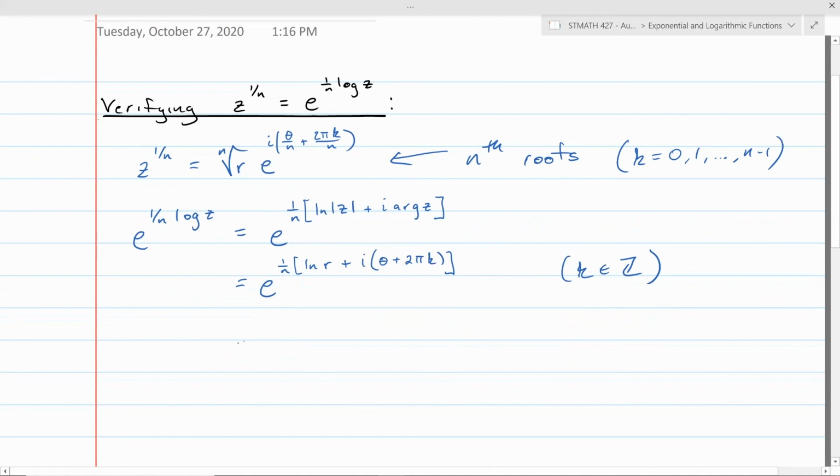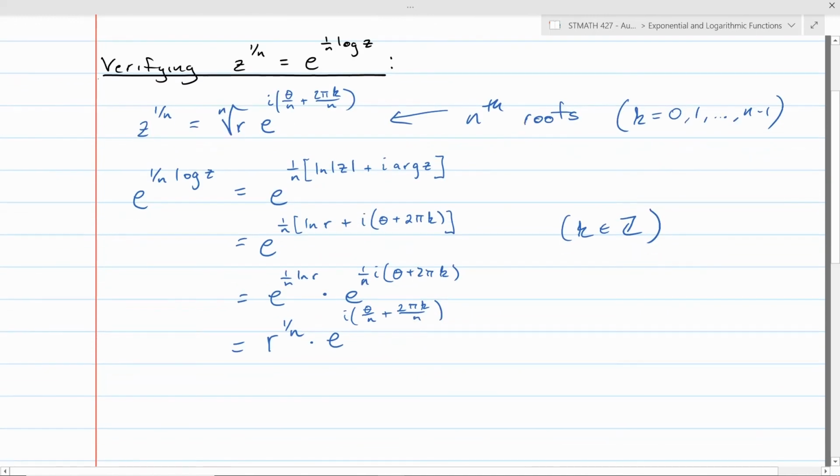Okay, so let me break this up a little bit. Now I can write this as e to the 1 over n times natural log of r times e to the i times theta. I dropped my 1 over n. There's a 1 over n times i times theta plus 2 pi k. And then that first term there, e to the 1 over n times natural log of r, I think you can probably see that's actually just r to the 1 over n, times, and then what we have on the next term is e to the i times theta over n plus 2 pi k over n.